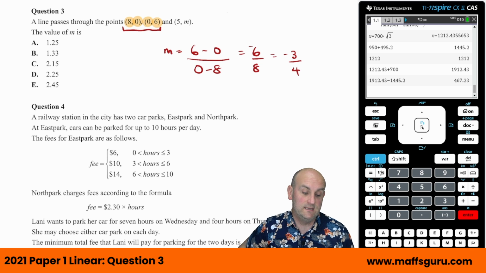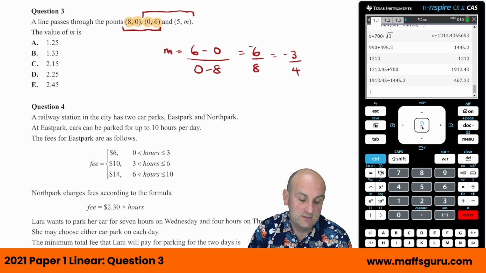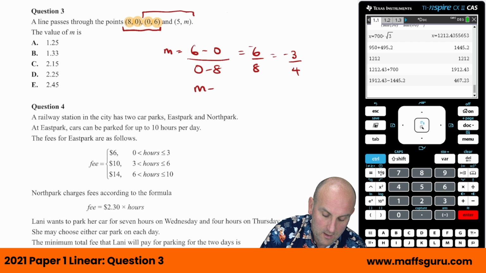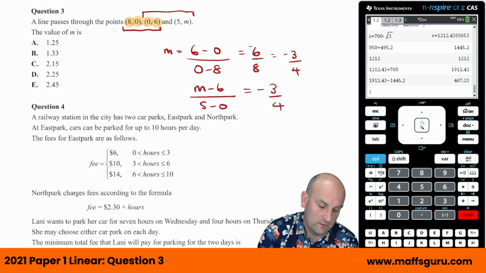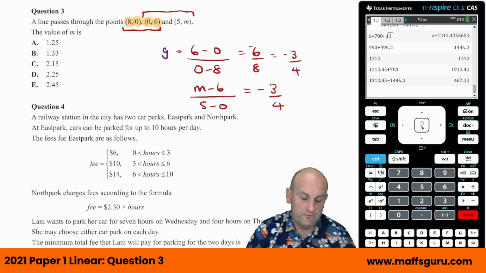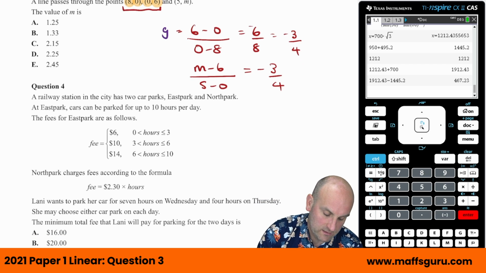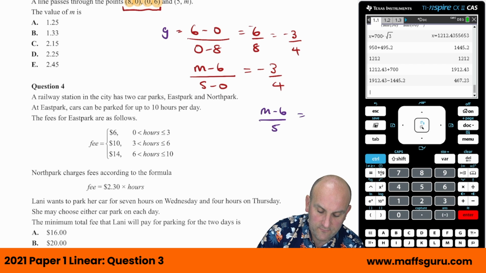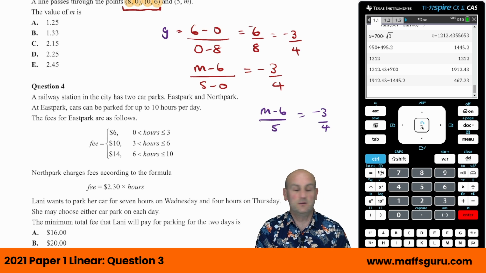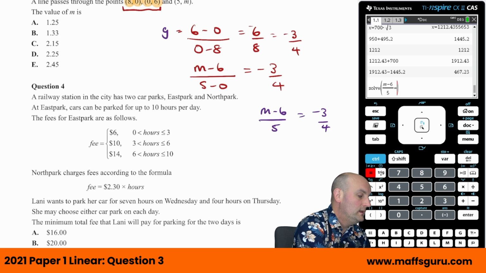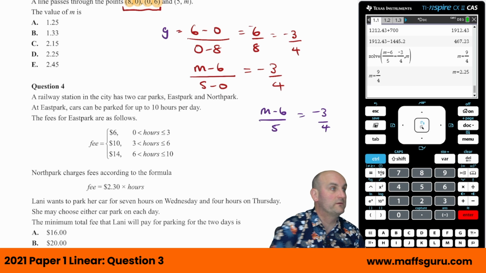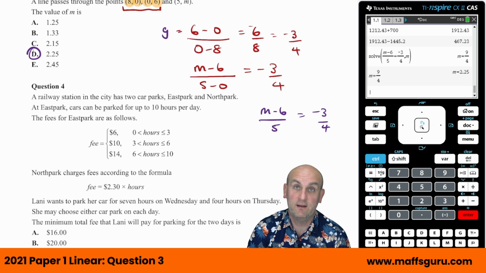Now, what we also know is the gradient between these two points is exactly the same as well. So I just did the same working out. I said m minus 6 on 5 minus 0 equals, and it's the same gradient, so it must equal minus 3/4. Now in this situation, probably not very wise of me to use m, so let's use that as gradient, for example, because they use m in the question. So we end up with m minus 6 on 5 equals minus 3/4, and if you wanted to, you could have just solved that. Let's just do that on my calculator. Solve m minus 6 on 5 equals minus 3 on 4, comma, m, hit m, we get 9 on 4. That wasn't one of my suggestions, so 2.25 gave me D as my correct answer.